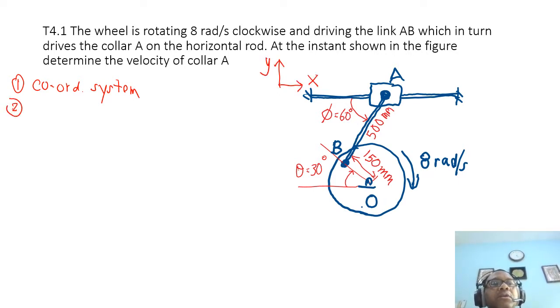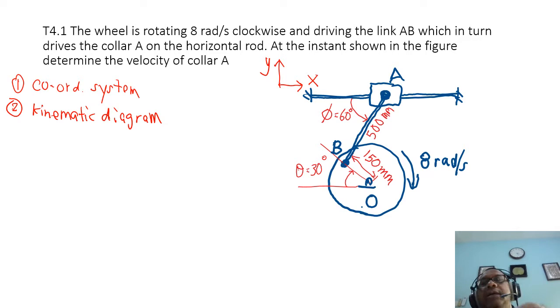Second, we do the kinematic diagram. That is, we want to find the important figures there. So we change the color to black. So what do we have? We have also omega OB. In xyz, it's minus 8k radian per second. I hope by now you know why it's the negative k direction.